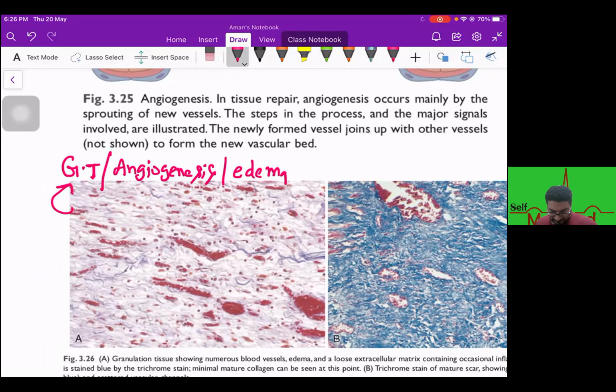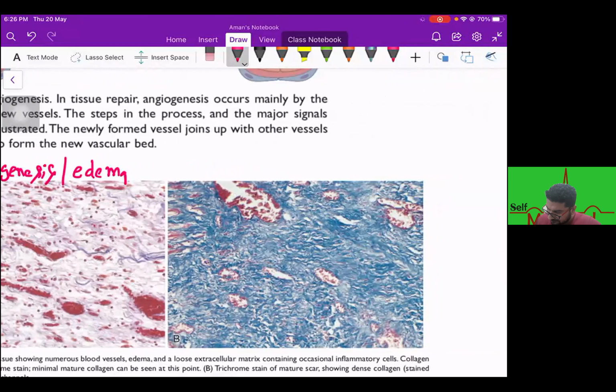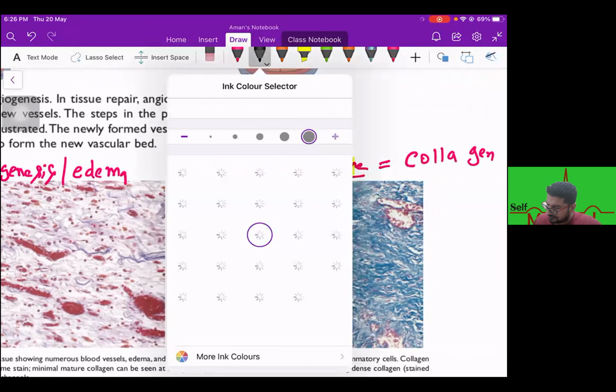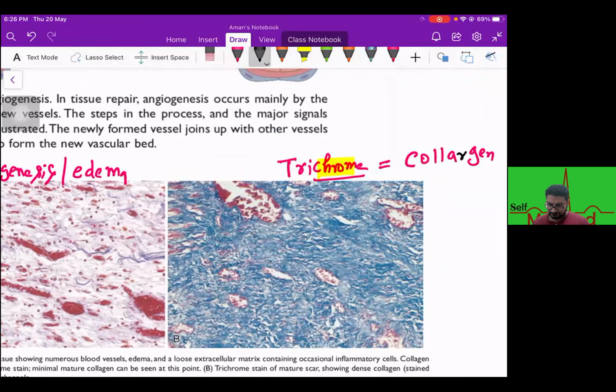Now understand this, if you see this with a trichrome stain, right? In a trichrome stain, you can see a lot of collagen matrix. How to remember this? Chroma means color. So if I write the spelling of collagen like this, color, you will see trichrome stain.